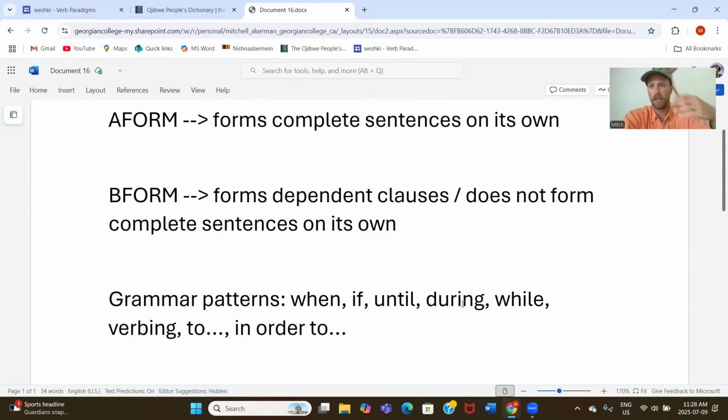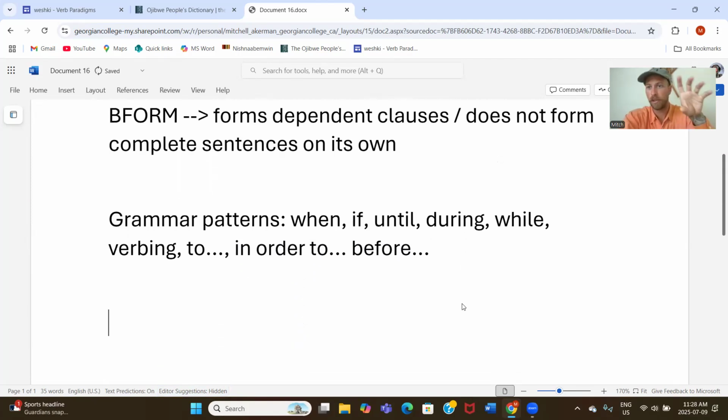Okay. And it goes on and on. There's more than that. There's things like before I eat, I'm going to wash my hands. Well, before I eat, absolutely in B form. All right. So these are the types of things that you're using B form for a lot of the time. There's other things, but those are some really basic ones to get you up and rolling.